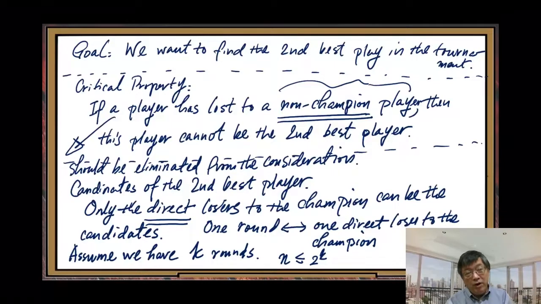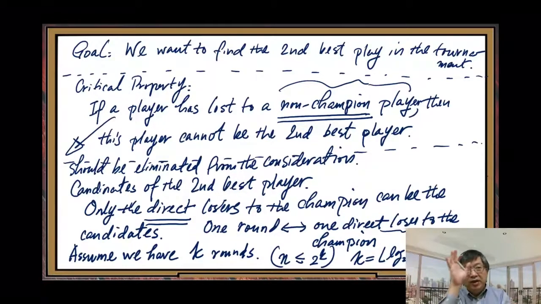We cannot require that perfect grouping, because there are many idling cases. So we allow that. We want to find the minimum power of 2 that is greater than or equal to n. So with that, k equals the floor function of log base 2 of n. That means there are this many direct losers, the number of rounds, right?